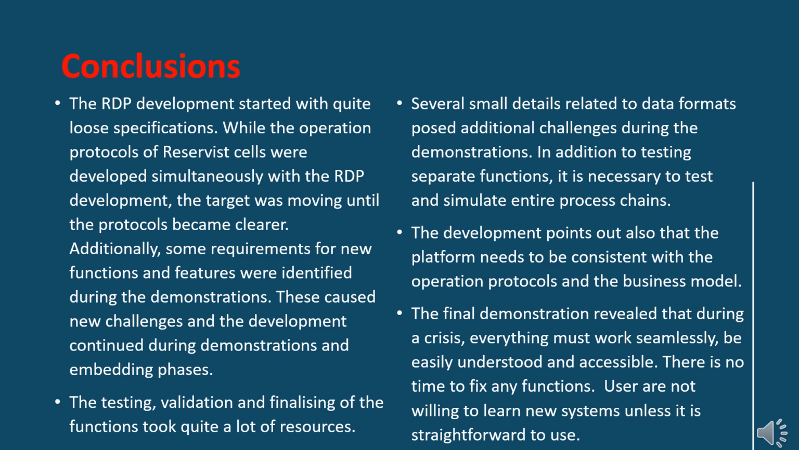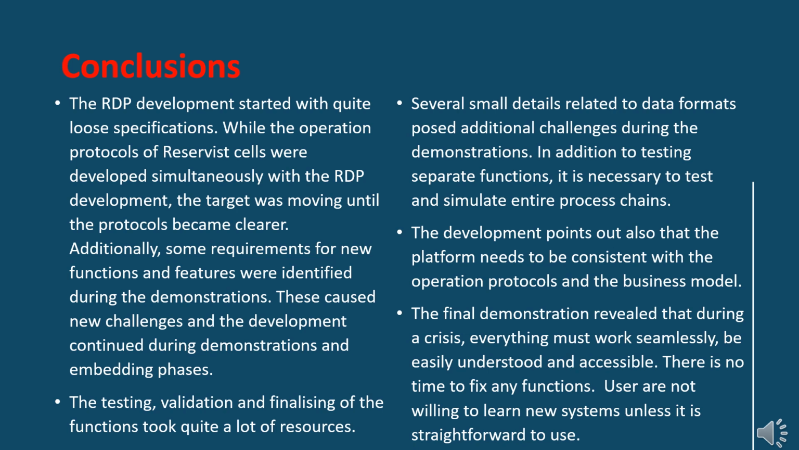When the RDP development started, there were a lot of expectations and quite loose specifications. The operation protocols of Reservist-cells were developed simultaneously with the RDP development. For that reason, the development target was moving until the protocols became clearer. Also, expectations of new functions and features came up during the demonstrations. That's why the development continued during demonstrations and embedding phases.